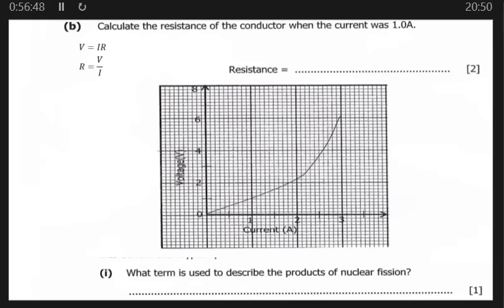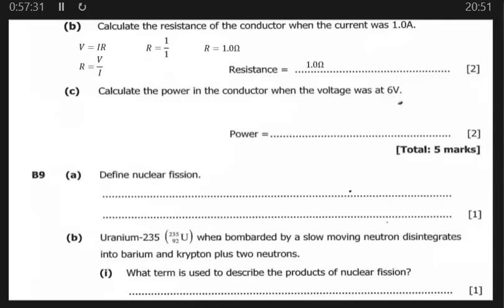Then what we are now going to do here is to come on the graph and then move from 1, then go to the graph. And when we meet the graph, go to the vertical axis and meet the voltage. And when you read here, it will be 1 again, because this is 0, 1, 2, 3, 4, 5, 6, 7, 8. So here it will be 1. So voltage will be 1 again. So let's substitute. So R is equal to 1 divided by 1, which means R will be 1 ohm. So let's go to another question.